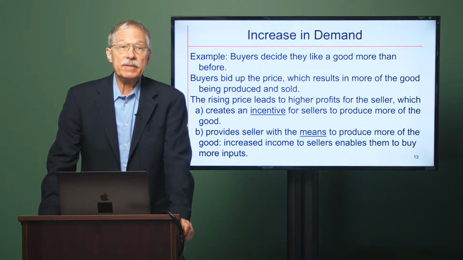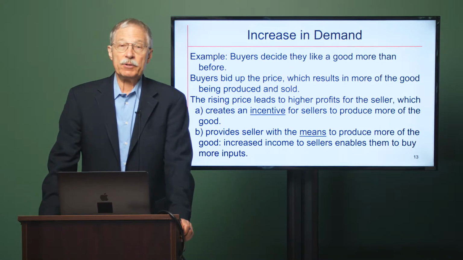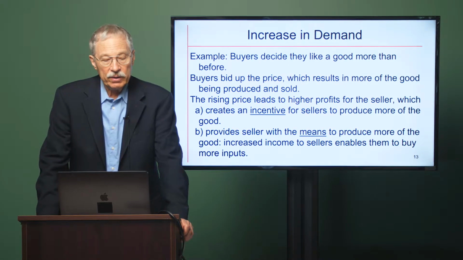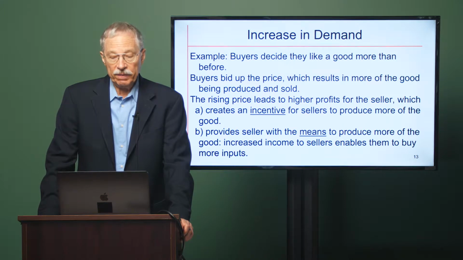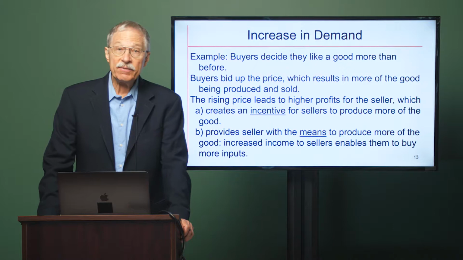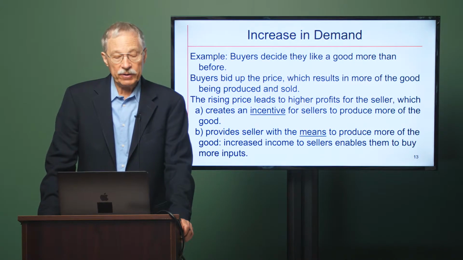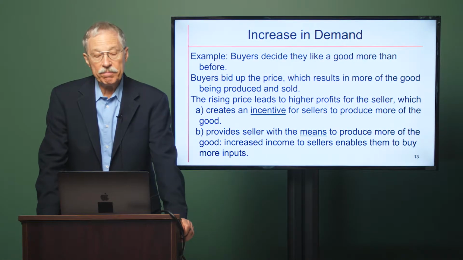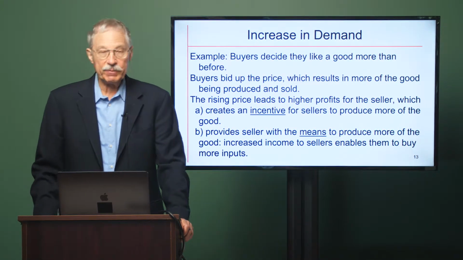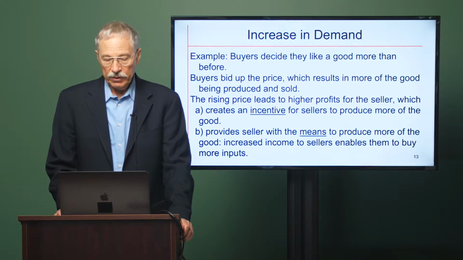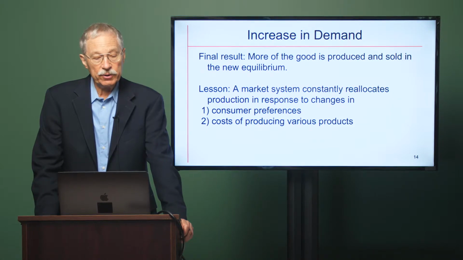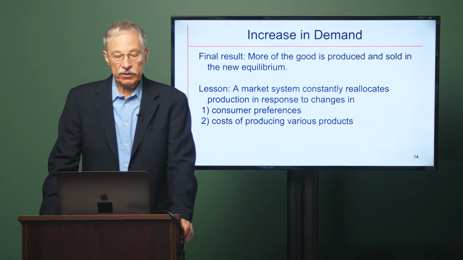The higher price that arises in response to an increase in demand under market allocation leads to higher profits for the seller. And the higher profits are important here. They create an incentive for sellers to produce more of the good, and they provide sellers with the means to produce more of the good. The increased income flowing to the sellers enables them to buy more inputs. The final result is that more of the good is produced and sold in the new equilibrium situation.